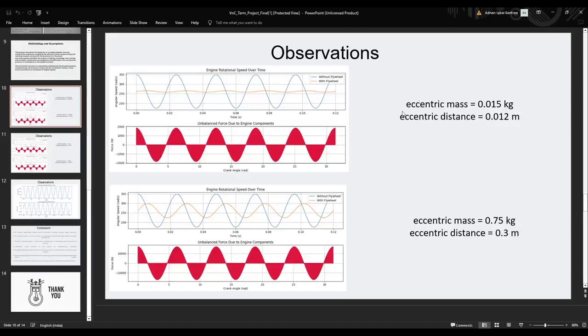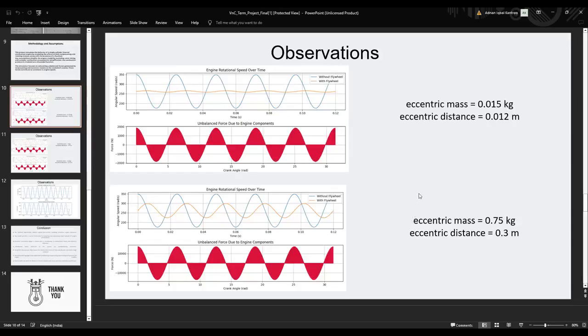Hello everyone. My name is Adnan Iqbal and I'll be going ahead with analyzing the simulation results and all the observations that we obtained for different values of eccentric mass and eccentric distances. So, as you can see in those graphs, the behavior of unbalanced forces and engine speed fluctuations is measured by varying several parameters. Here we can also get an idea of how the speed fluctuations are influenced by the flywheel design, as you can see with all those orange plots in there.